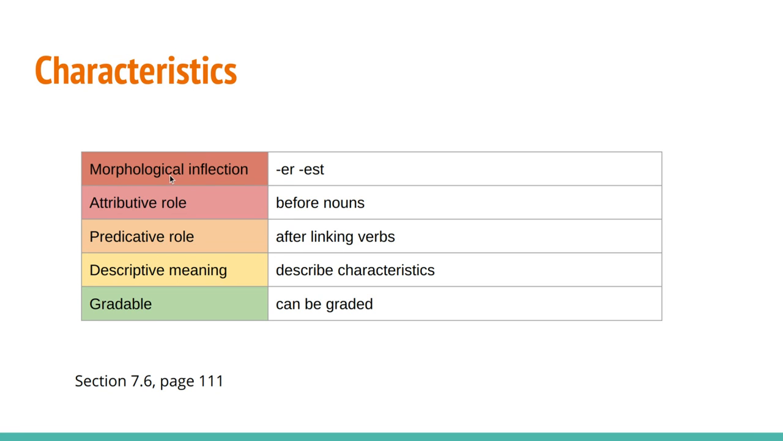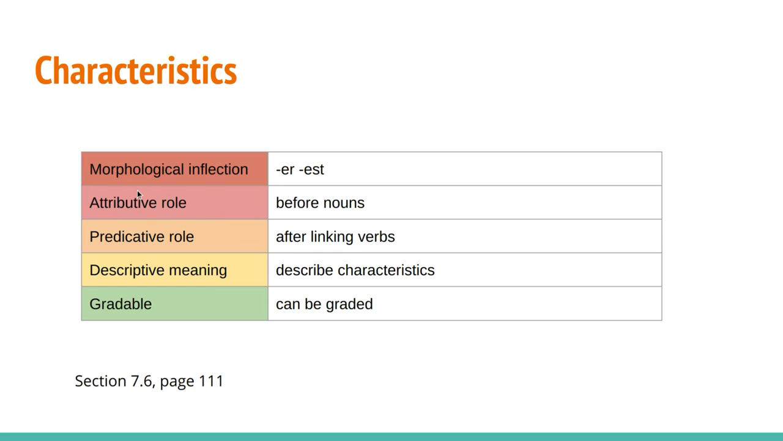Because English is a highly monosyllabic language, there are many words which are made up of just one syllable, which take, in this case, if they are adjectives, the ER and the EST ending. Now we are getting here into syntax, yeah, but it's not so complicated.